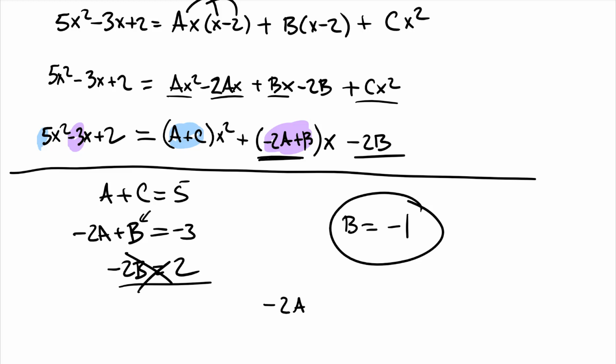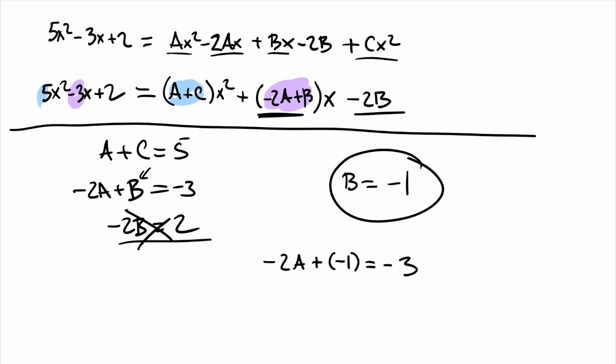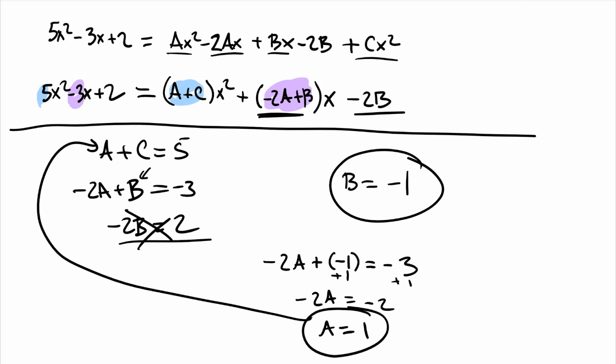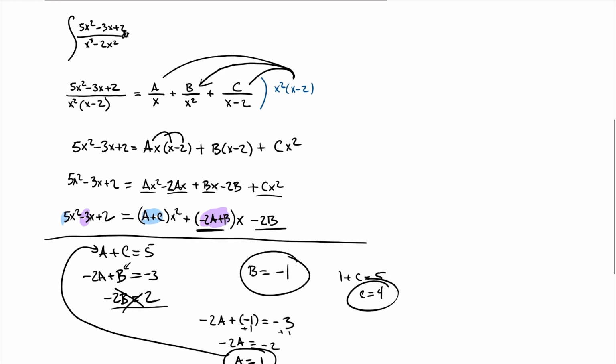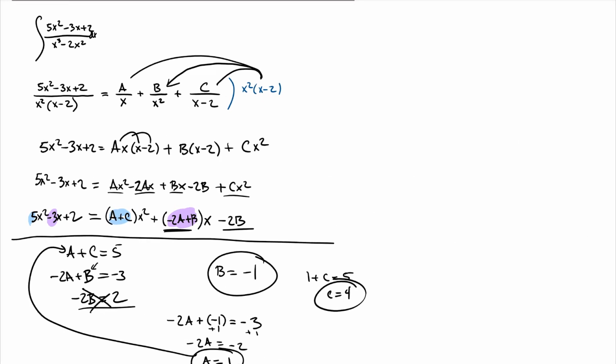Now we have negative 2A plus our B, which was negative 1, is equal to negative 3. So we add over our 1, we get negative 2A. Add 1, we get negative 2. Oh, A is equal to 1. Well, now we can just plug it in right there, and we're like 1 plus C is equal to 5. Come on, man. C is equal to 4. Had to do it the long way. We could have got a couple of them, but we wouldn't have been able to get all of them.